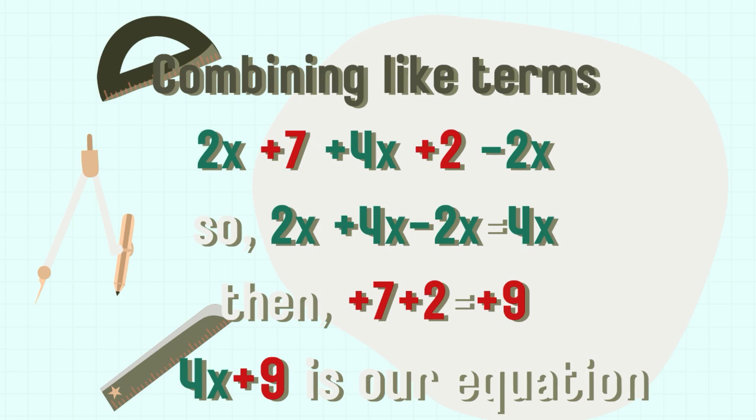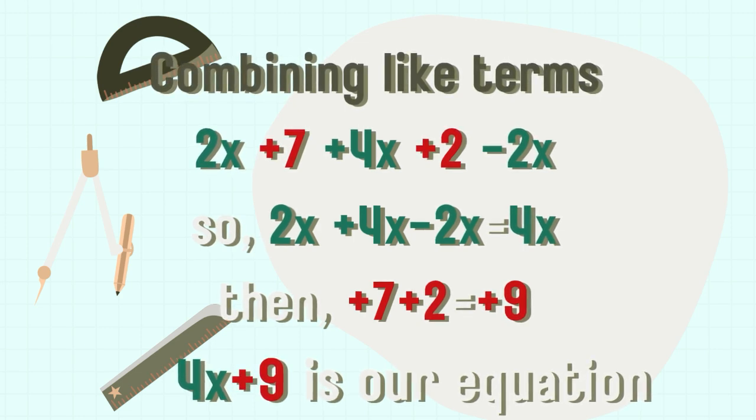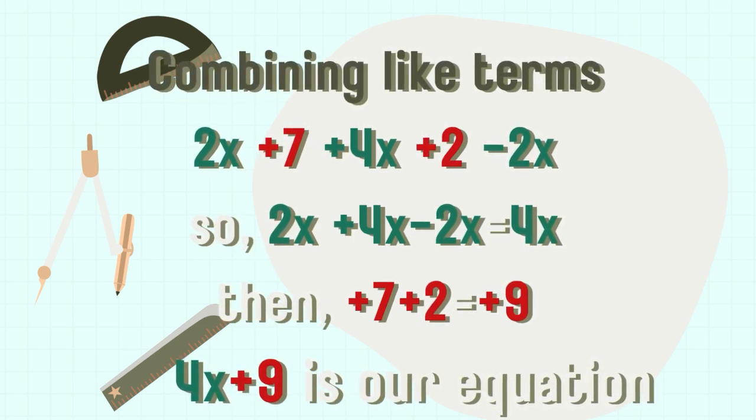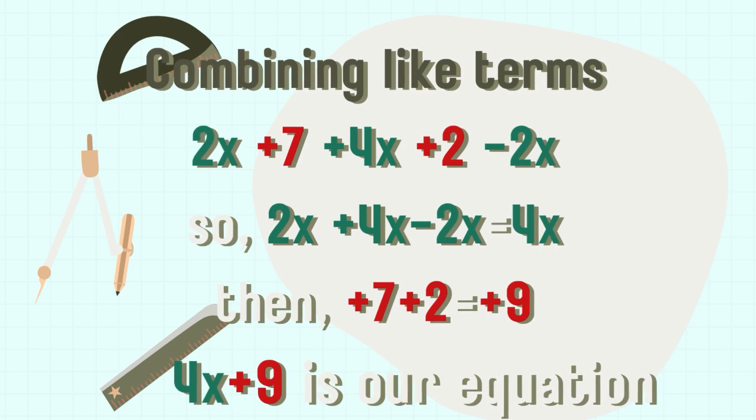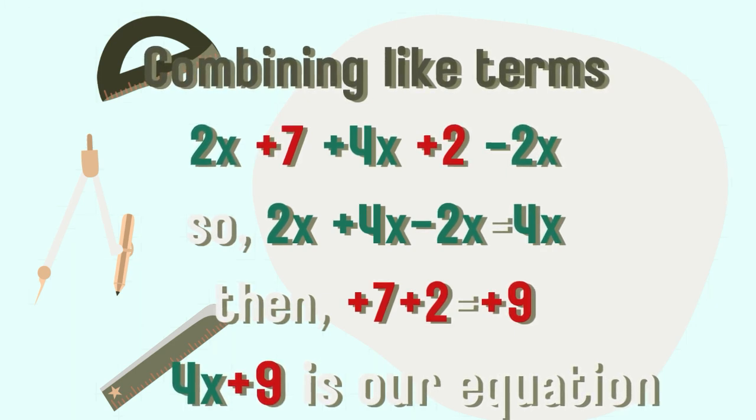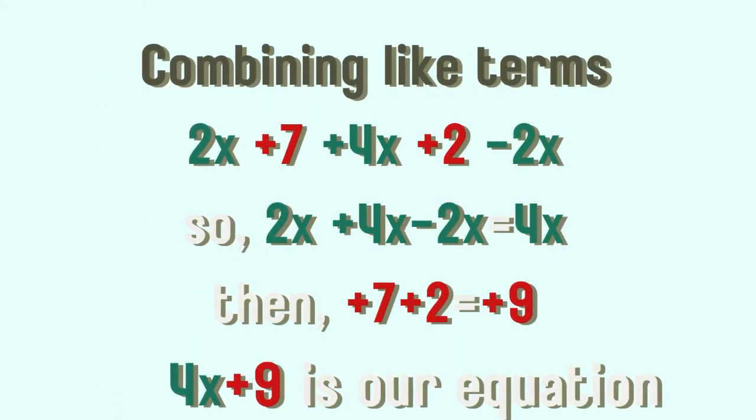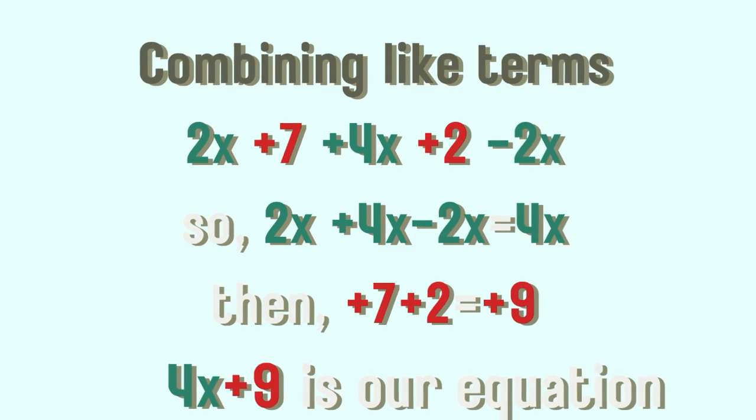2x plus 4x equals 6x. 6x minus 2x equals 4x. Now the constants. 7 plus 2 equals 9. Therefore, our equation will read as 4x plus 9. This is the final outcome of this example.